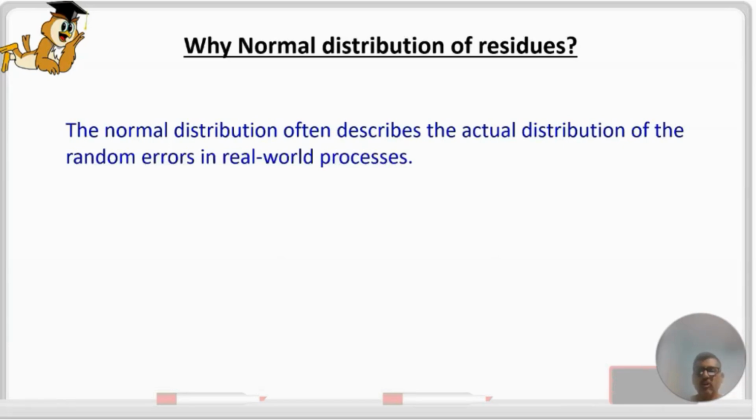The normal distribution often describes the actual distribution of random errors in the real world, and therefore if you end up in a situation where your residues have a normal distribution, you can assume that they are truly random. You can no longer extract anything further from them. You are done. And therefore that is the assumption that we work under. If your distribution of residues is not normal, there is probably something more you can do with your model to make it better. That's the logic.